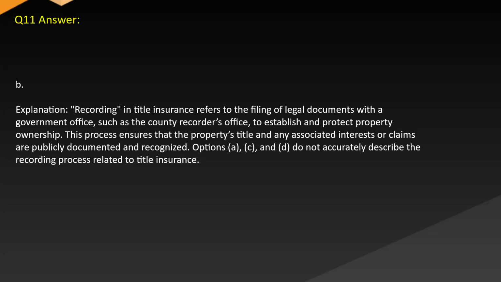Answer: B. Explanation. Recording in title insurance refers to the filing of legal documents with a government office, such as the County Recorder's Office, to establish and protect property ownership. This process ensures that the property's title and any associated interests or claims are publicly documented and recognized. Options A, C, and D do not accurately describe the recording process related to title insurance.